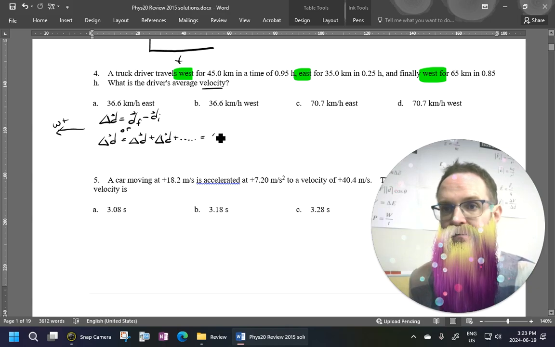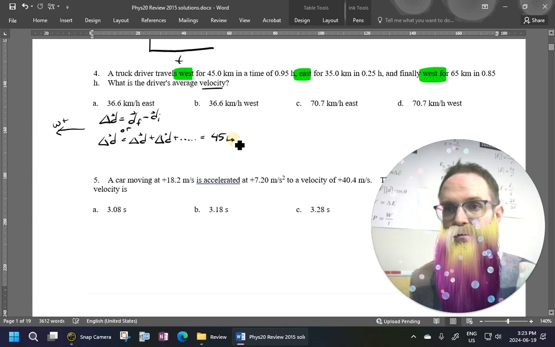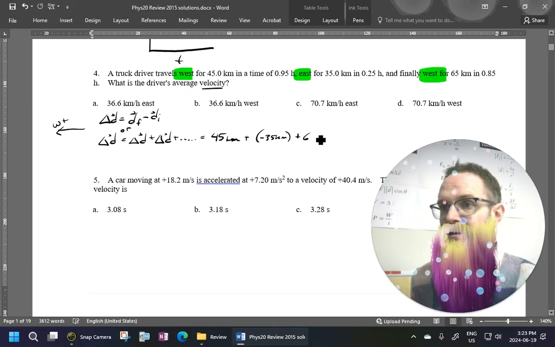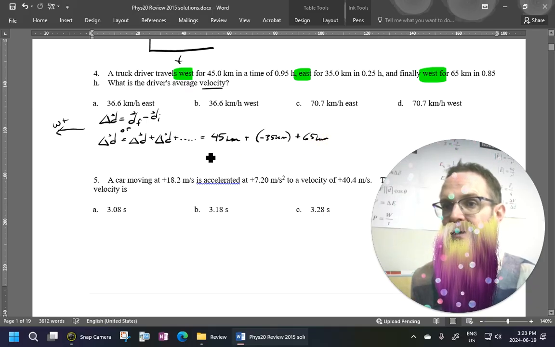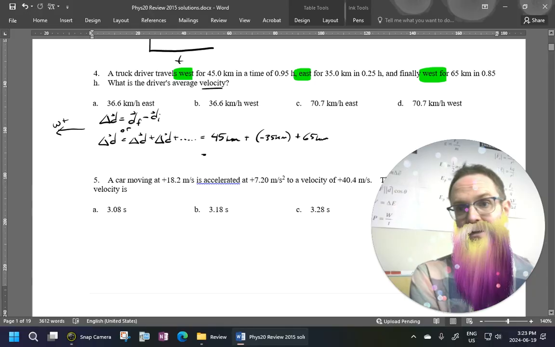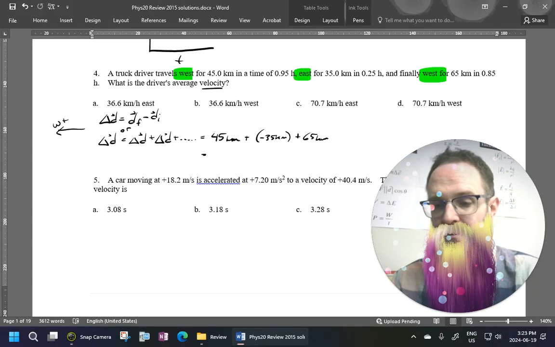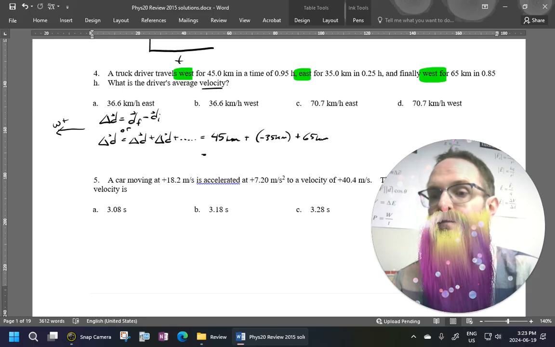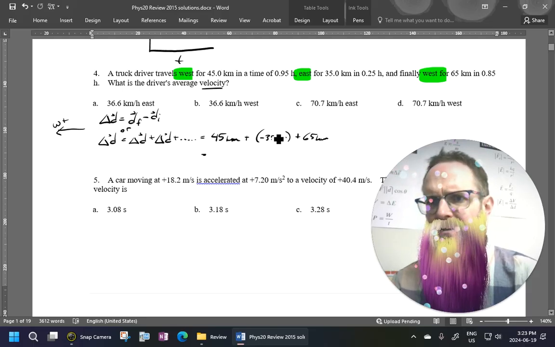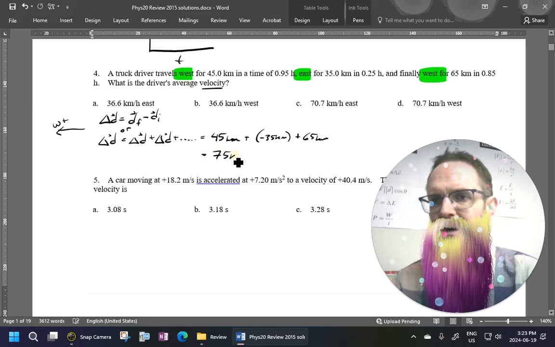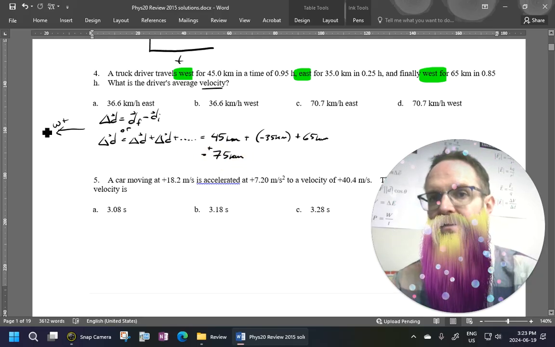So I got a west of 45 kilometers, plus him going east here, so a negative 35 kilometers, plus a 65 kilometer. Okay. So I'm adding them all together, but there's some negatives in there. So 45 minus 35 plus 65. The reason I made west positive is because I want positive answers. In the end, I just knew there's more west. So we got 75 kilometers, which is positive, which means it's west.